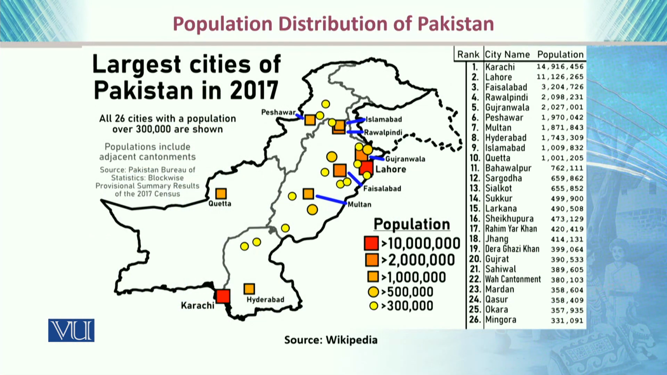So here is the comparison of the largest cities of Pakistan as per the 2017 census. As you would see, Karachi is on the top with the highest population, and then Lahore, Faisalabad, Rawalpindi, Gujranwala, Peshawar, Multan, Hyderabad, Islamabad, Quetta. So these are the top 10 most populous cities of Pakistan.